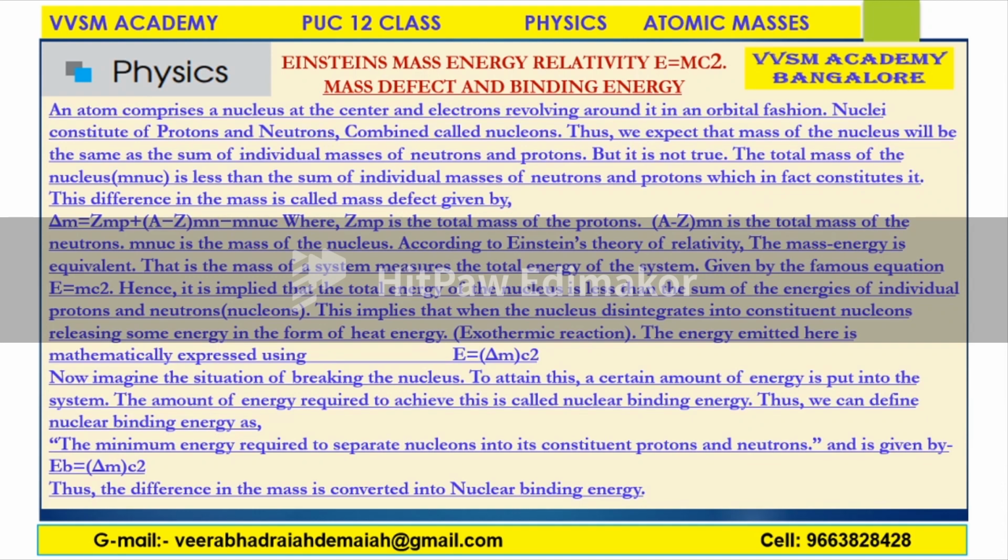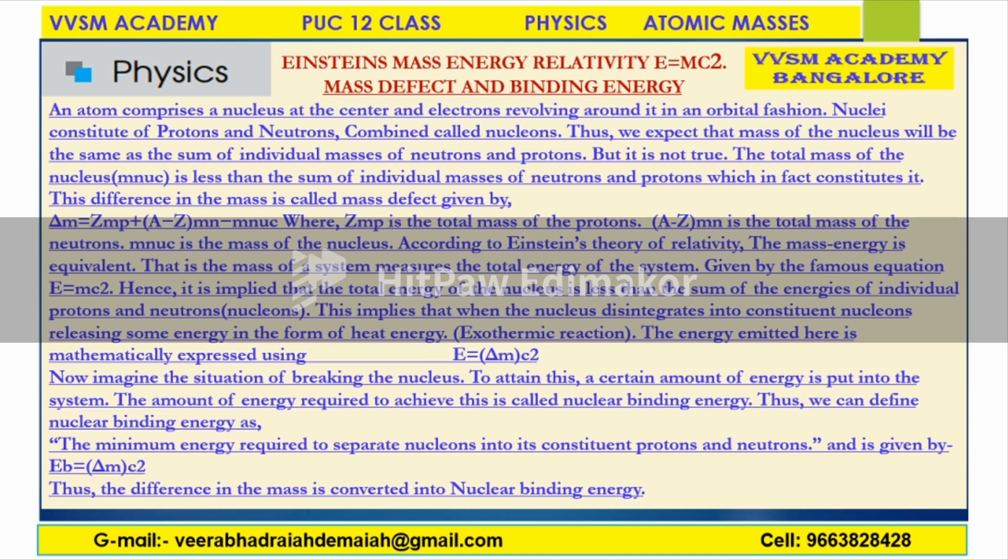According to Einstein's theory of relativity, mass and energy are equivalent. That is, the mass of a system measures the total energy of the system, given by the famous equation E = mc², where E is the energy, which is equivalent to the mass, m is the mass, and c is the speed of light. That is the important thing.